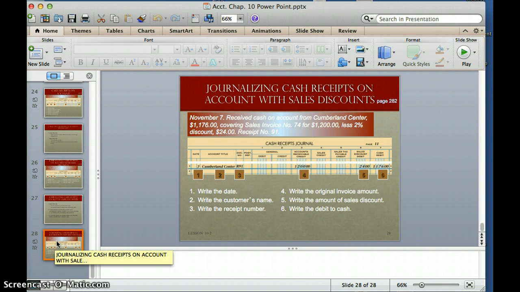So here is an example, and I think we may run out of time, but you write in the date, you write the customer's name, you write the receipt number, you write the original invoice amount in your accounts receivable credit because you want to credit them for everything. You write the amount of the sales discount in the discount, and you debit cash. Okay, this is going to shut off, so we are done.